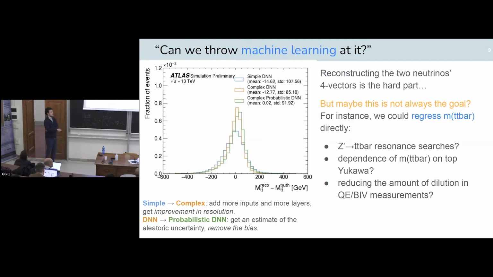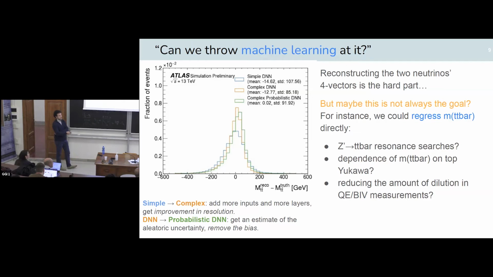So can we just throw machine learning at this problem instead of going through all of this complexity? Because reconstructing the 2 neutrinos four-vectors in the lepton decay is really the hard part. But maybe you don't need to reconstruct the full system, right? Maybe you can get away with reconstructing other quantities. Maybe you could just regress the mass of the tt̄ system. Why would you want to do that?